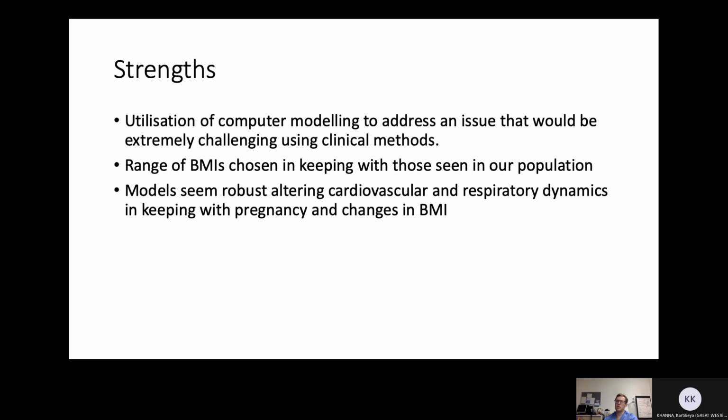The range of BMIs chosen are in keeping with those seen in our population. I would agree with that, and it gives you a range from 24 to 50. It's very rare you're going to have a BMI more than 50, I think. And I think the models seem remarkably robust in terms of respiratory and cardiovascular dynamics, and there seems to be a lot of thought that's gone into them. I did look at the paper where they first published using it, and they've adapted it as they've gone through, and it seems to be remarkably accurate.